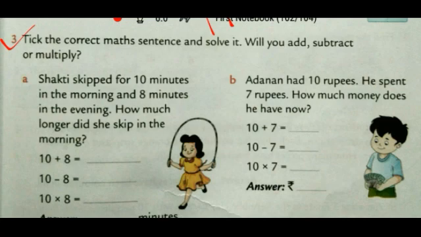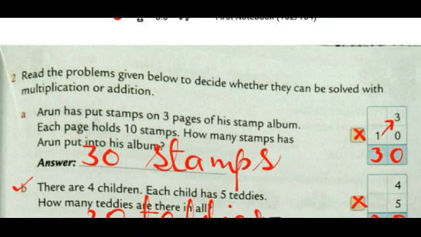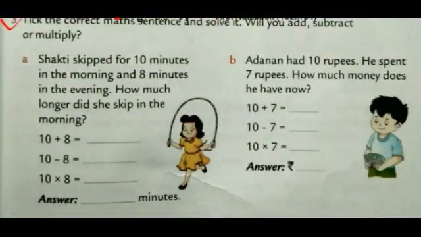Shakti skipped for 10 minutes in the morning and 8 minutes in the evening. How much longer did she skip in the morning? So what is the question given here? Shakti skipped 10 minutes in the morning and 8 minutes in the evening. They are asking how much longer did she skip in the morning. We need to find out in the morning how much more time she has given for skipping than the evening. So that we can find out simply by subtracting 8 from 10.